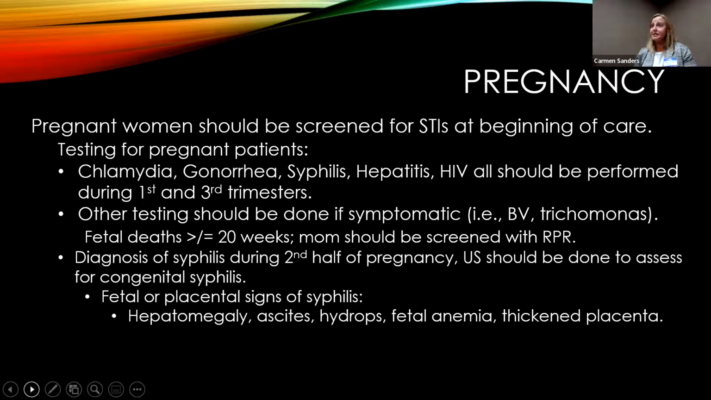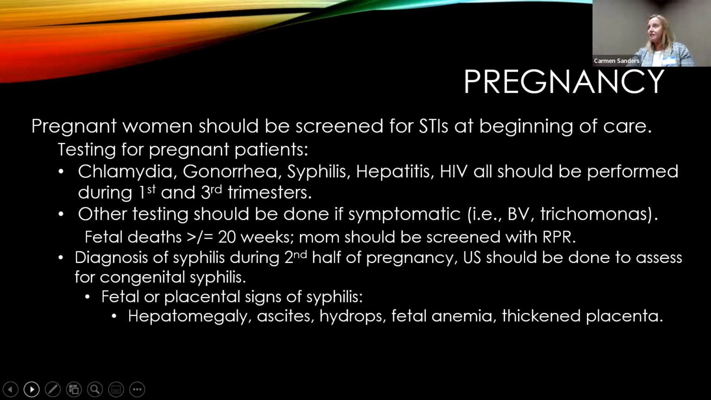We're testing for STIs at the first trimester, at 28 weeks. And then we test again for these things at birth, just in case we have an infant that's non-symptomatic. We've got that treatment in place. Other testing should be done if they're symptomatic. And any fetal death that occurs greater than 20 weeks into the gestation, you need to look at an RPR and get that patient treated so that this doesn't happen to her again.